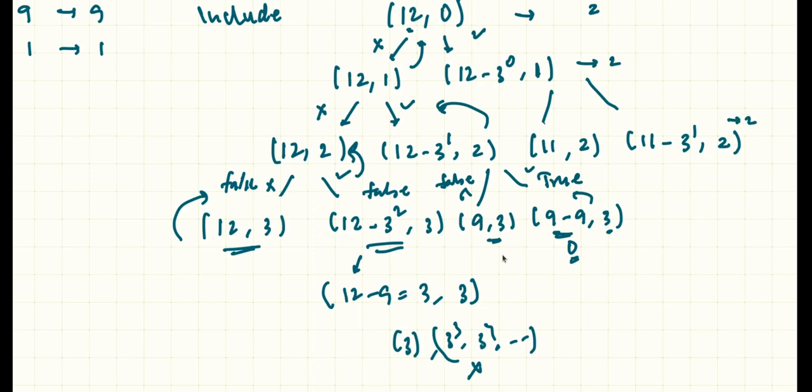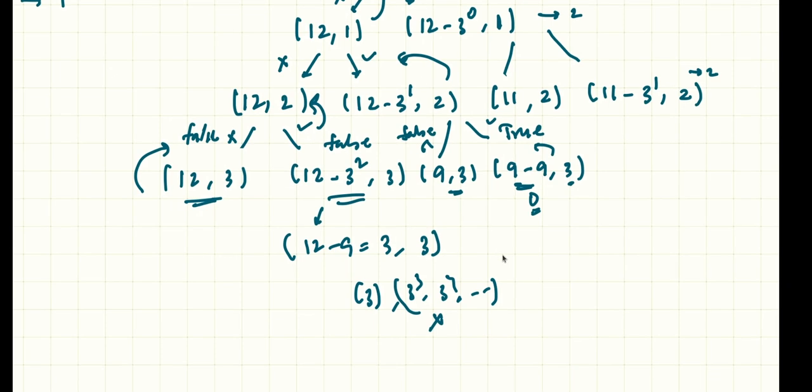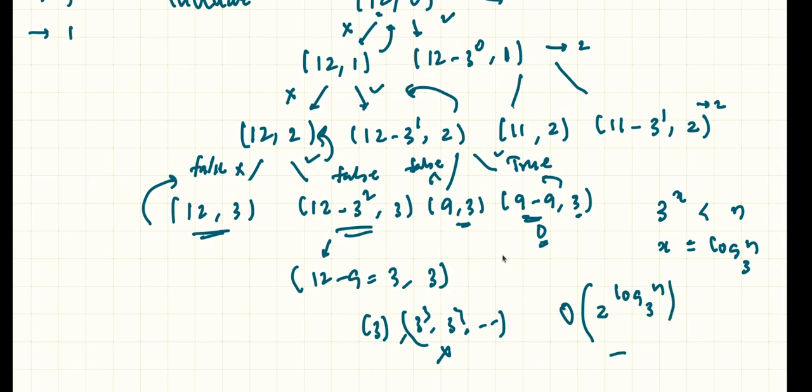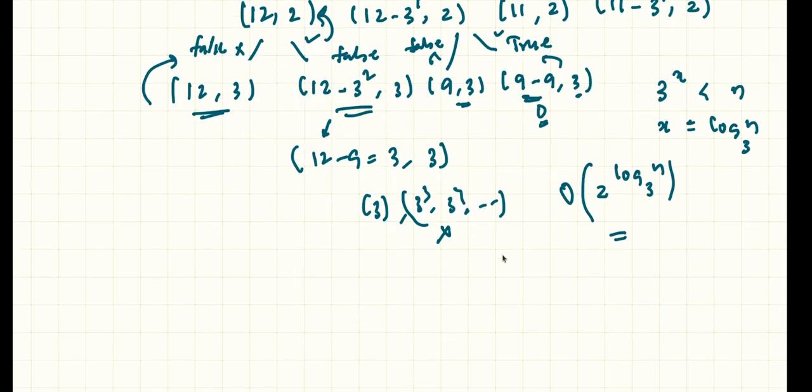So it can go all the way up to 3 power x, which should be less than n, right? So x should be log n base 3, so it can go all the way up to 2 power log n base 3. So the overall time complexity will be order of 2 power log n base 3. You understood, right?